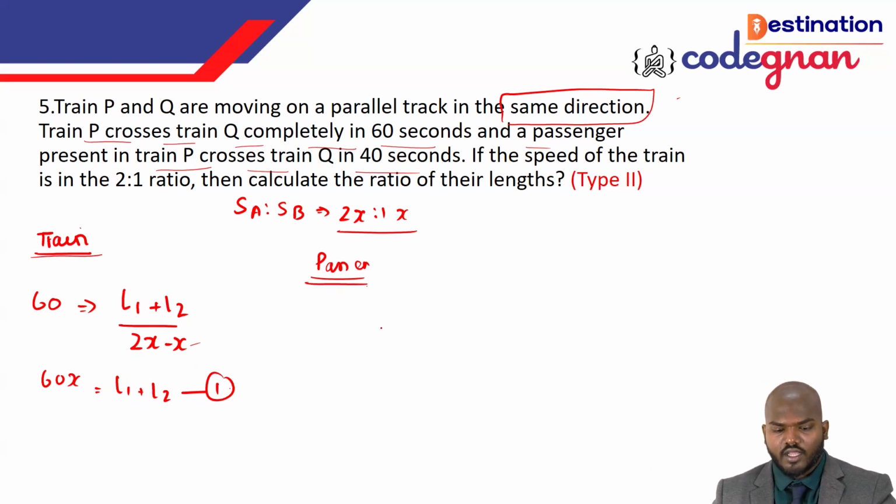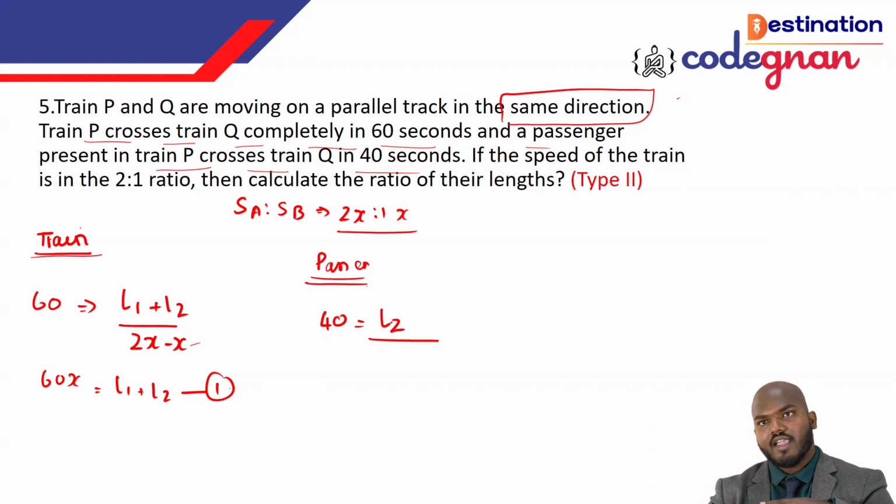How can we take this one? Time is equal to distance by speed. Now you take the distance as L2. It is crossing only the length of the second train, Q. So you only need to take the distance covered, that is Q only, that's L2.